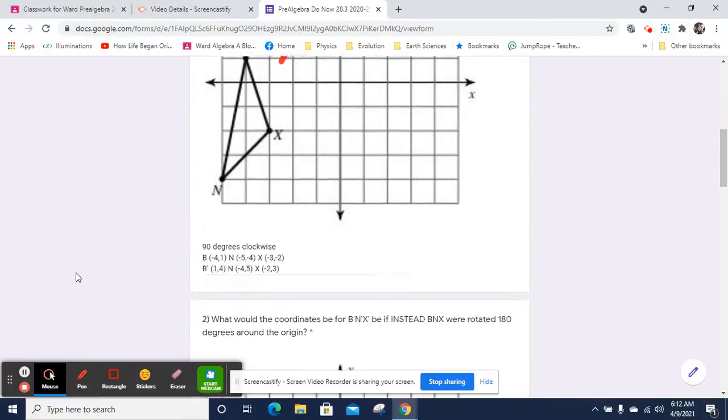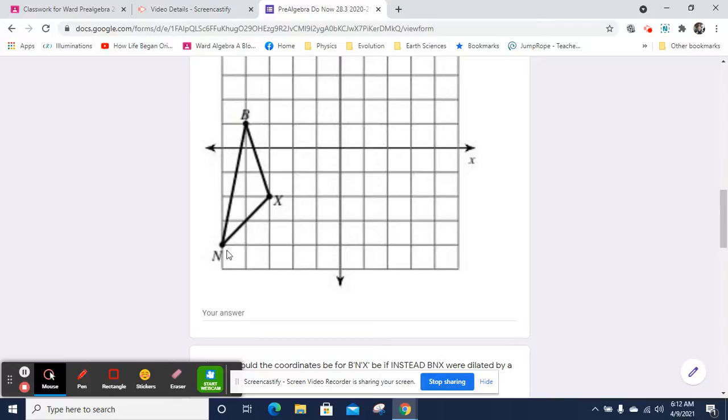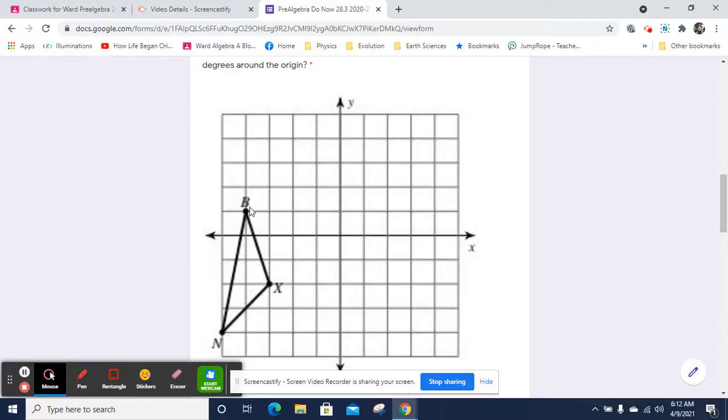Okay, now let's take a look at the next one. All right, now we're going to rotate 180 degrees around the origin. Okay, so when we rotate 180 degrees around the origin, all that happens is the signs of both x and y change. So I'll show you what that means. So b, which is currently at -4, 1, is going to end up here at +4, -1. X, which is currently at -3, -2, is going to end up at 3, +2, and n prime will go from -5, -4 to +5, +4.